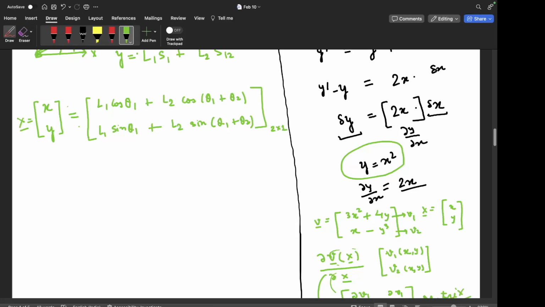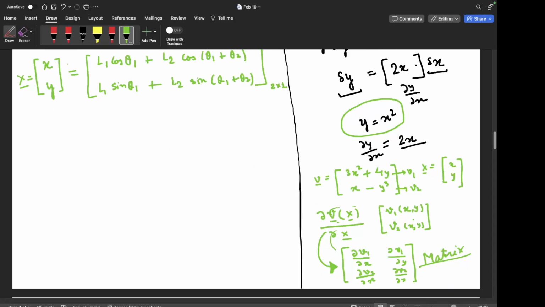We have two elements in x and we have two elements in theta, which is theta 1 and theta 2. So again, the first element is a scalar expression in terms of theta 1 and theta 2, and similarly the second expression. So we will follow the same thing which I showed here. First element, derivative with respect to theta 1, derivative with respect to theta 2, then the second element, and again derivative with respect to theta 1, derivative with respect to theta 2, okay? So let me write this here explicitly.